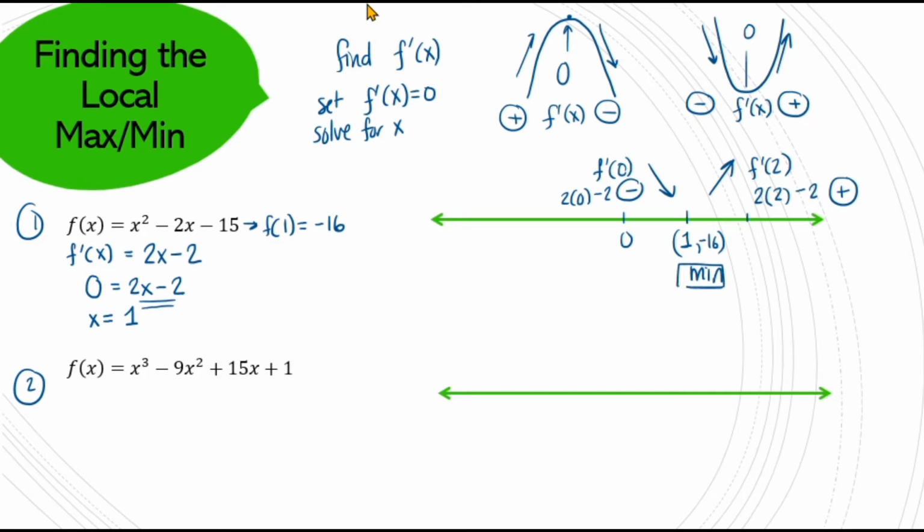So I've found in my first equation there is one local minimum which occurs at 1 comma negative 16. Let's look at a more complicated one. Number 2. So first things first, we differentiate, find the derivative using just the power rule here. 3x squared minus 18x, and then we're going to have plus 15.